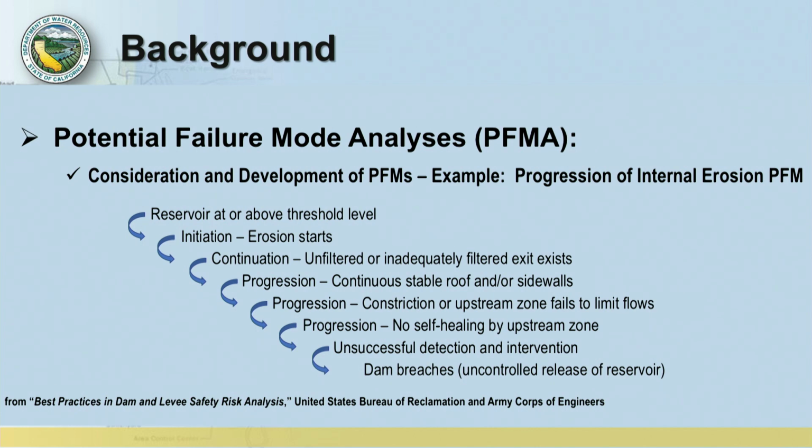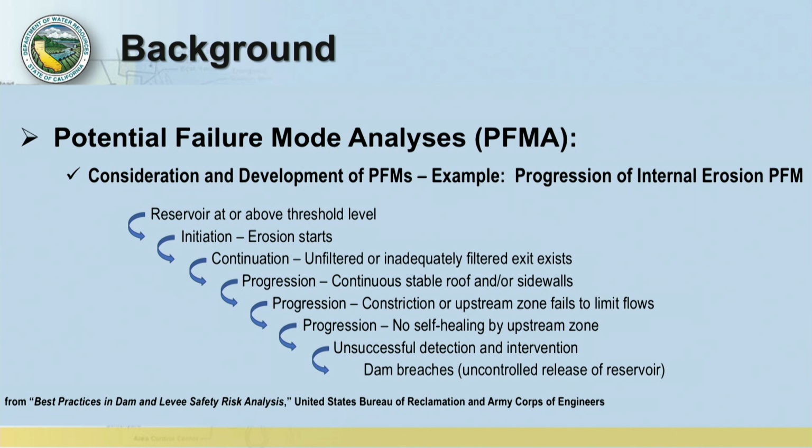It involves an example of progression of internal erosion within a dam that leads to failure. So you start with initiation, and part of that initiation is the reservoir is at or above a threshold level. It means it's high. Initiation starts, that means erosion begins.